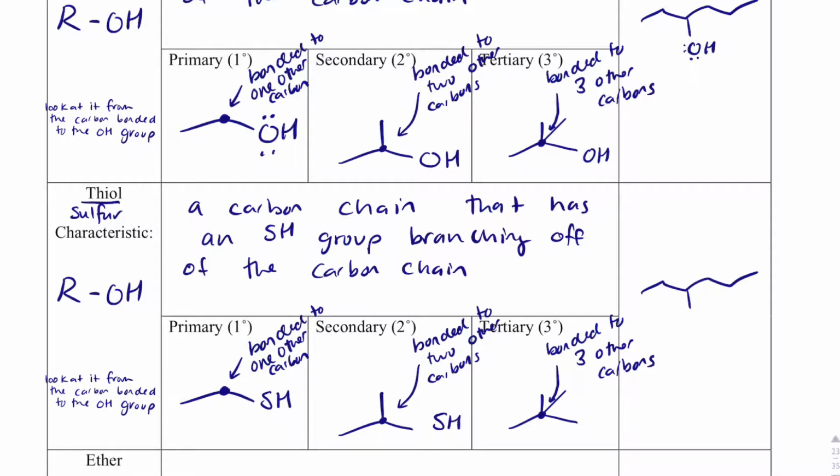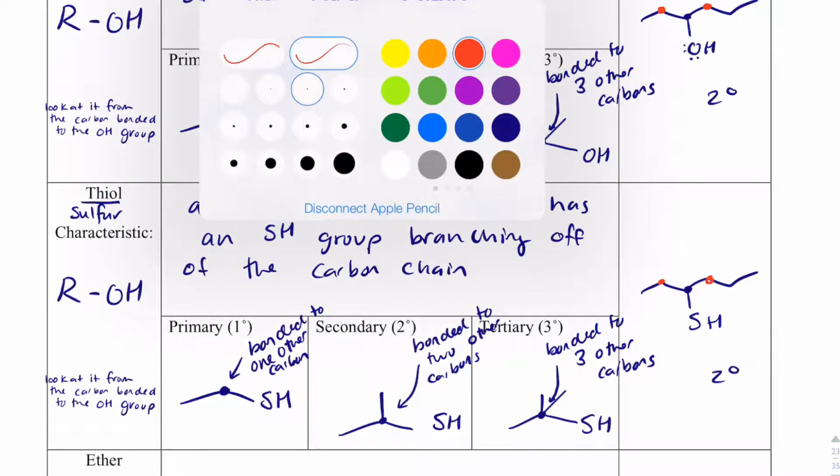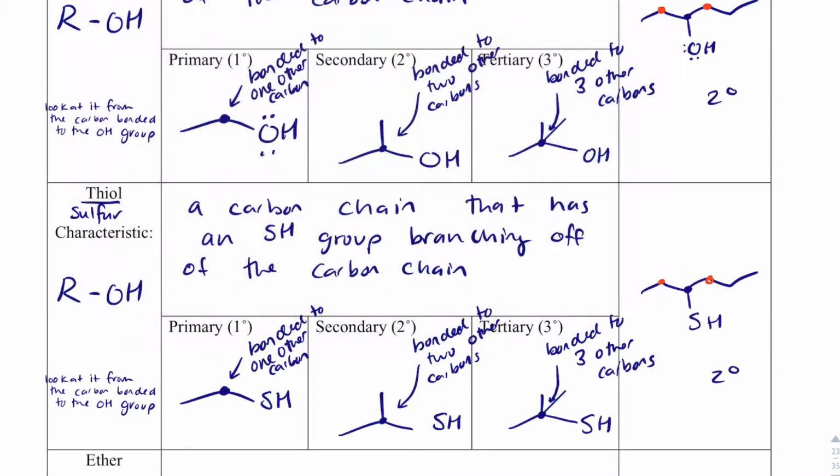And it will still have the same rules for primary, secondary, and tertiary. This is a secondary alcohol and a secondary thiol because if I look at the carbon that it's bonded to, that carbon is bonded to 2 other carbons, okay? So that's how it gets the classification as secondary. And thiols are going to be very smelly in real life.